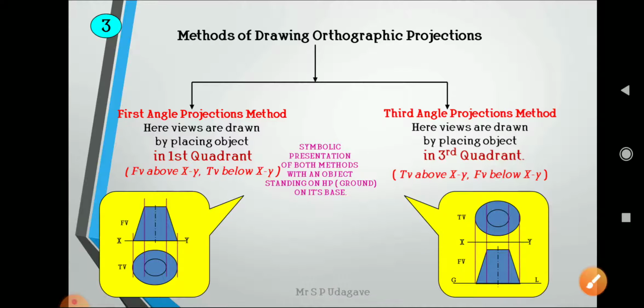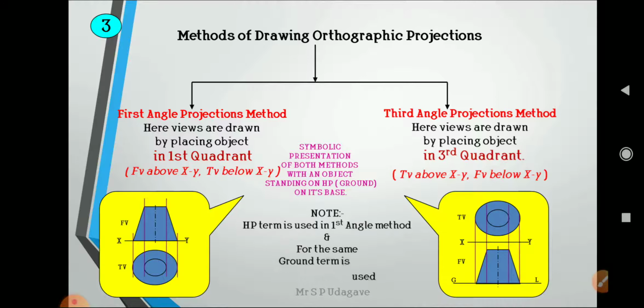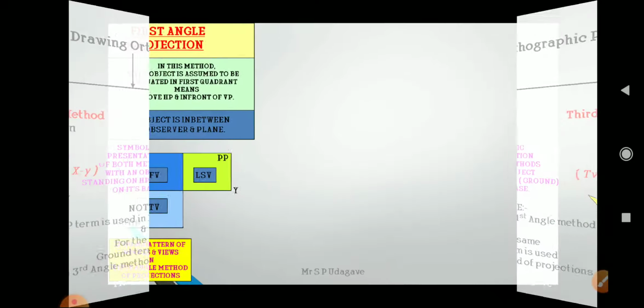That is a symbolic representation. This is the symbolic representation of the first angle projection method, and this is the third angle projection method. The term HP is used in the first angle projection method, and for the same, the term ground is used in the third angle projection method.